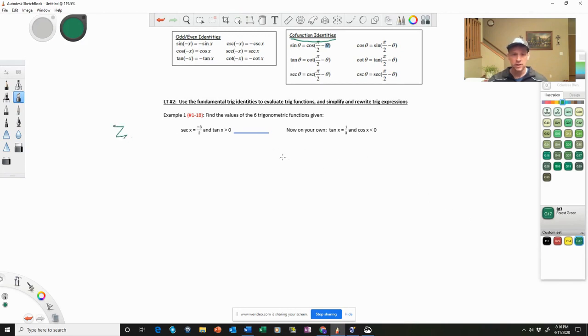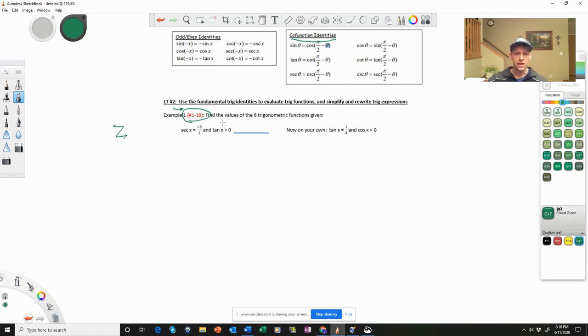Okay, example number 1. Now, first of all, you will notice that I've added a little feature. This says numbers 1 through 18. So after doing this example, you should be able to do questions numbers 1 through 18 in your assignment. And I will have these numbers written on all the examples that we're going to be doing together. So that way you'll know what goes with what.